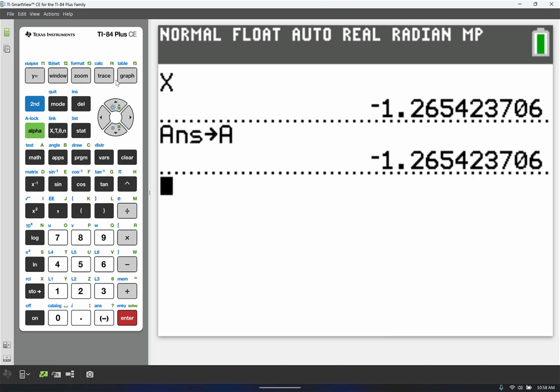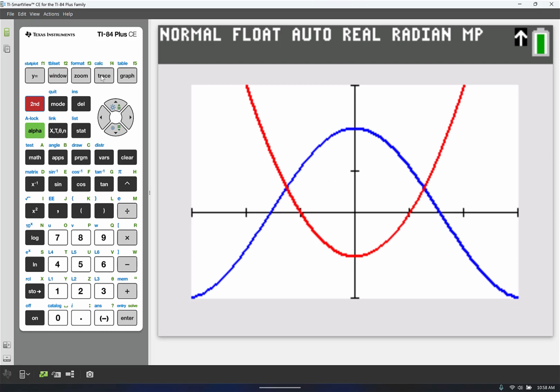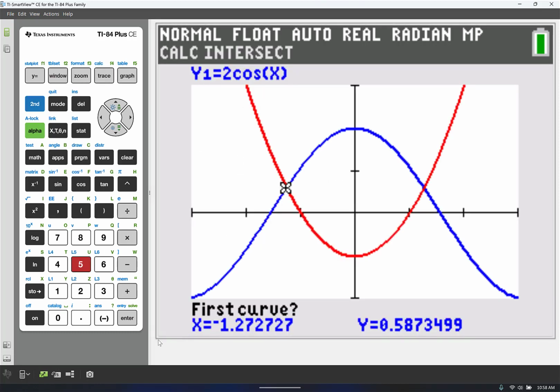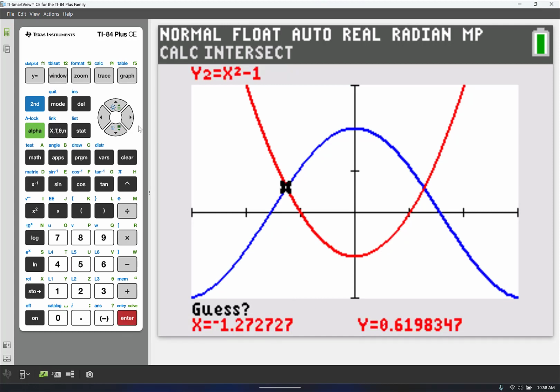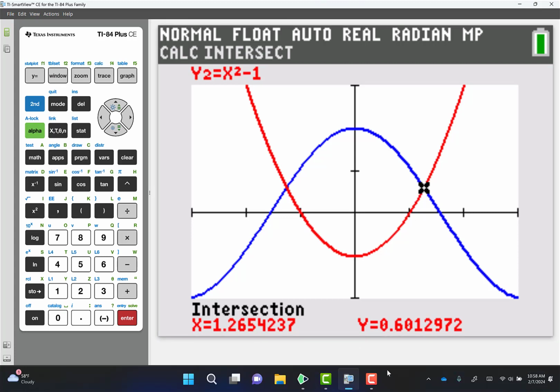All right. Go back to Y. Go back to the graph. I'm going to find the other one. Obviously, it's the same number but positive. So I'm going to go second. Here's an opportunity to practice, guys. Second, calculate number 5. First curve, enter. Second curve, enter. You only have 2 curves. When it says guess, that means scroll to the one you want. And then push enter. And it needs to say the word intersection. If it does not say the word intersection, you have not found the intersection. Cool or not cool?